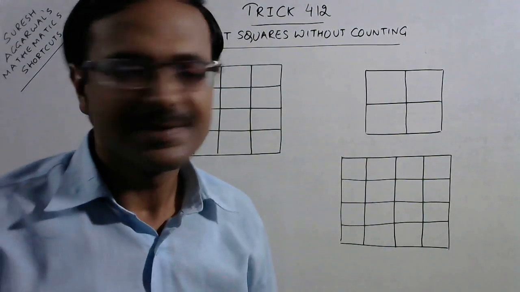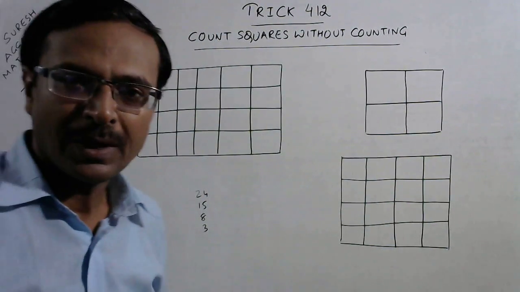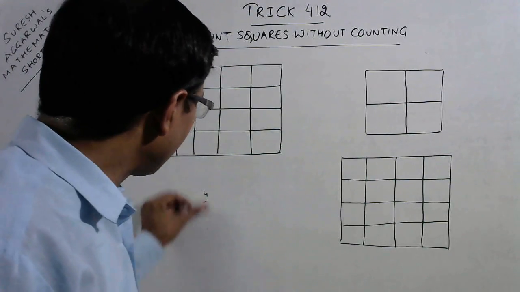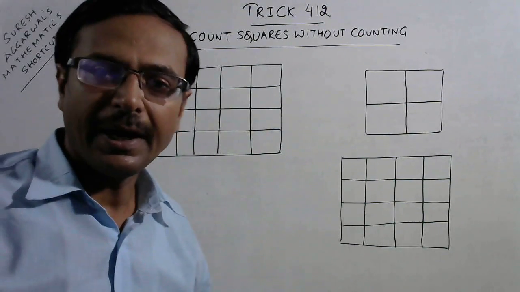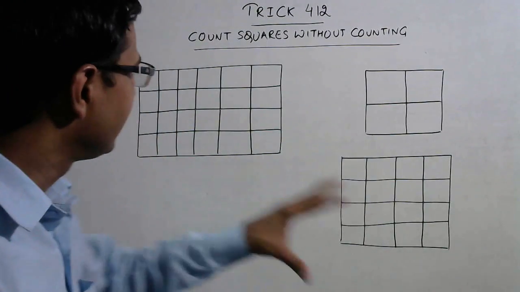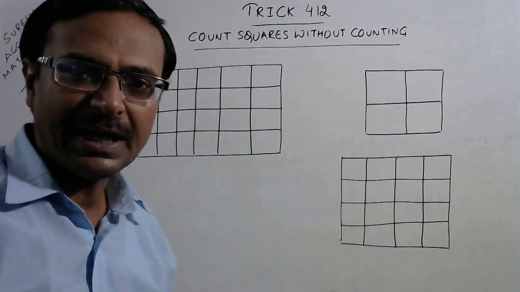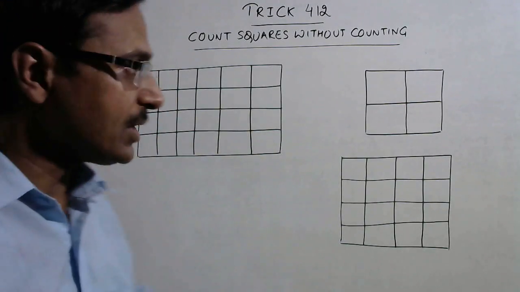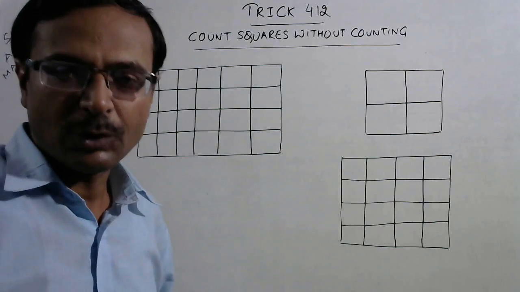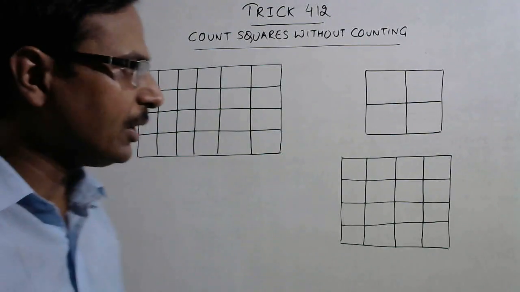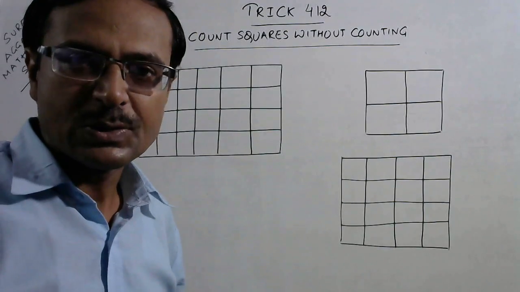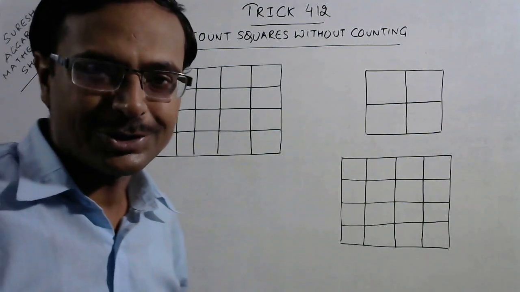Hello dear friends, in trick number 412, I am going to continue my series of videos on finding the total number of triangles and total number of squares in a given figure. Now see, these are some of the figures which are very commonly asked in competitive exams, and you are asked to find the total number of squares in these figures. So I'm going to tell you a shortcut through which you will be able to count these squares without actually counting them. So this is going to help you a lot in competitions.